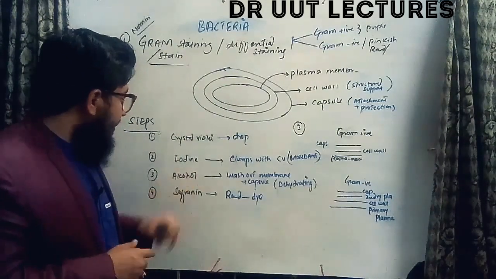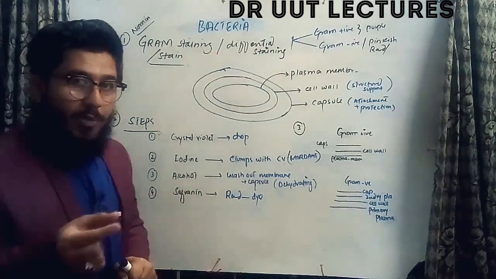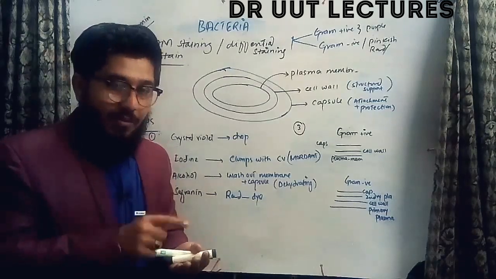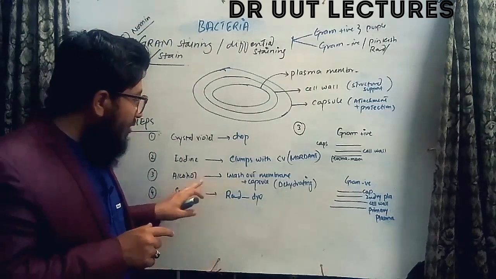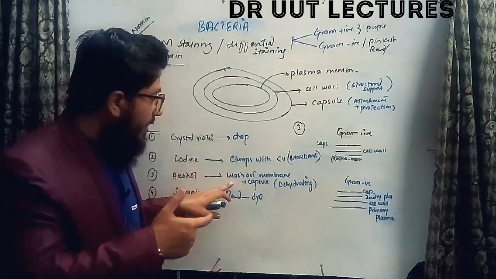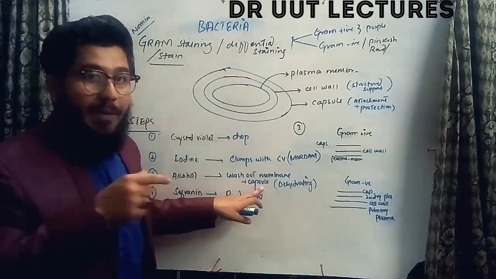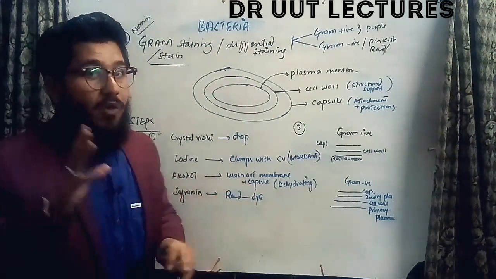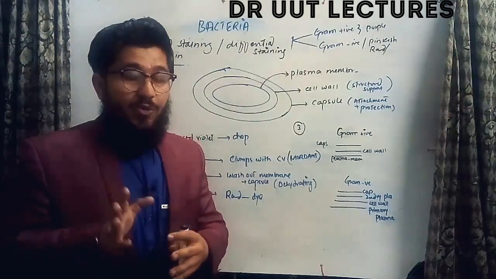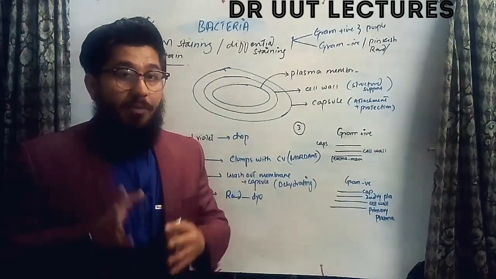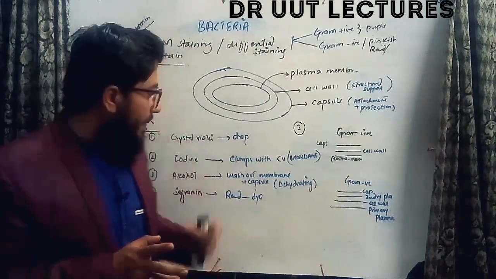Coming to the third point, that is alcohol. When we pour a drop of alcohol on the slide on which the bacteria is available, what will happen? This alcohol will wash out the membrane. Along with that, it will wash out the capsule of the bacteria. You might have got the concept from our last videos in which we told you about the difference between the gram positive and gram negative bacteria.